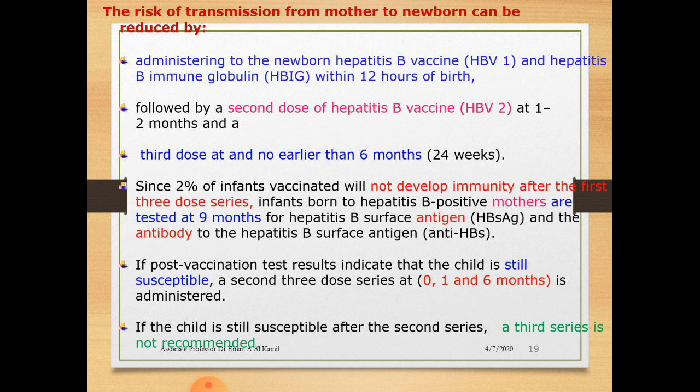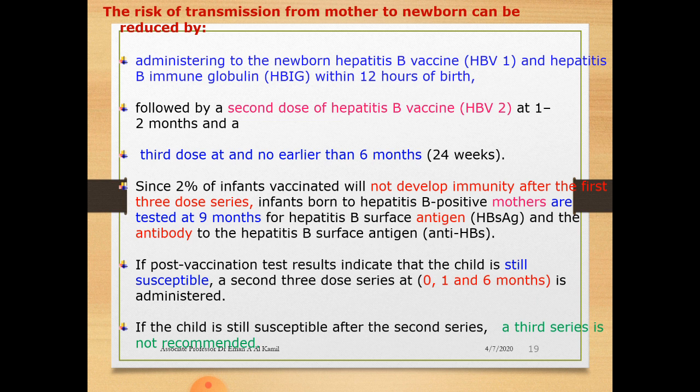How can we prevent the transmission of the infection or decrease the risk of the infection from the mother to the newborn? This can be reduced if the mother is a non-case or carrier of hepatitis B virus, so it is important to give the newborn the hepatitis B vaccine first dose and hepatitis B immunoglobulin immediately after birth or within the first 12 hours after birth.